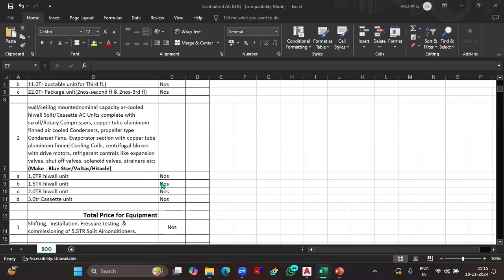That's it. Similarly, the other ones are the small capacity, non-centralized machines like wall and ceiling mounted, normal capacity air-cooled high wall split AC, cassette AC, eventually the same stuff, guys. Here also you can see the same things: 110 high wall, how many numbers required, 1.5 ton, how many required, cassette unit, how many required.